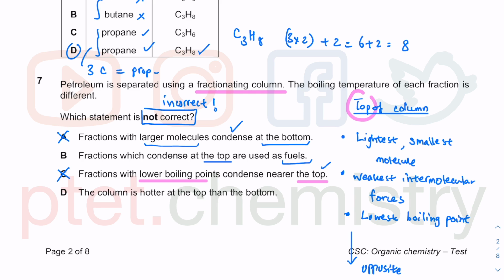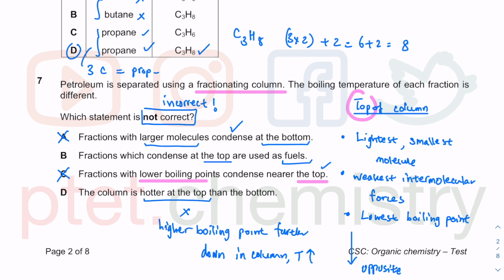Okay, so the column is hotter at the top. Hotter at the top is wrong because you will have higher boiling point further down in the column. And if you have higher boiling point further down in the column, the temperature is higher, which means it must be hotter at the bottom. It must be hotter at the bottom, not at the top. So D is definitely incorrect. So therefore, we got to answer that.